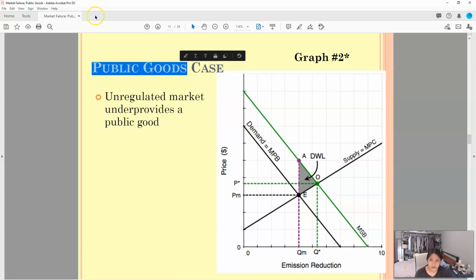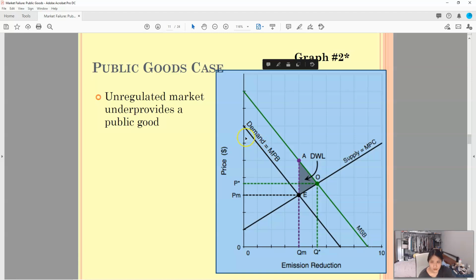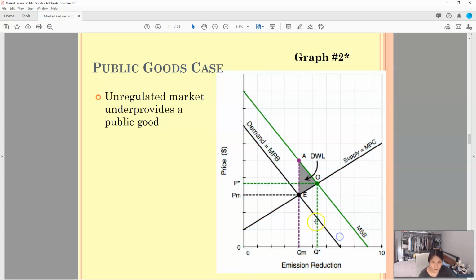So without a regulation, our private marginal benefits line would be this one, the black downsloping line. The private marginal cost line would be this black upsloping line. The intersection is E. However, we want to reach this level O, the intersection of social marginal benefits and the marginal cost curve. Without government's help, we cannot reach this level. Why? Because the competitive market will stop at this one.